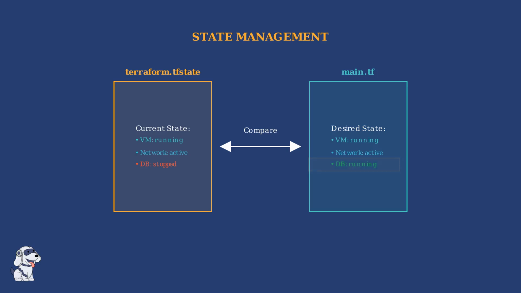In this example, Terraform identifies that the database needs to be started, as the current state shows it as stopped, while the desired configuration requires it to be running. This difference will be addressed during the apply phase.